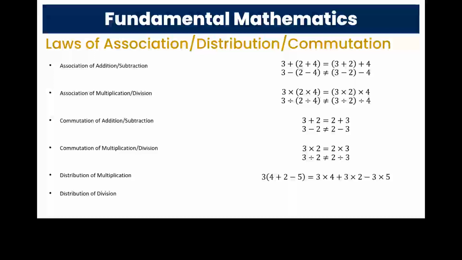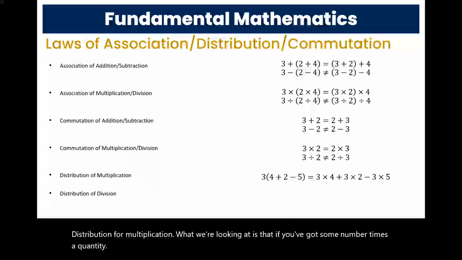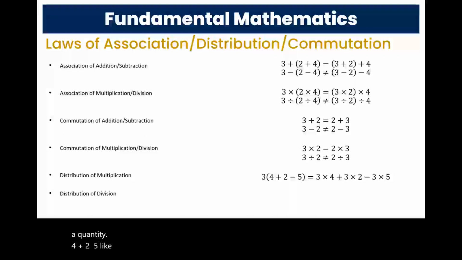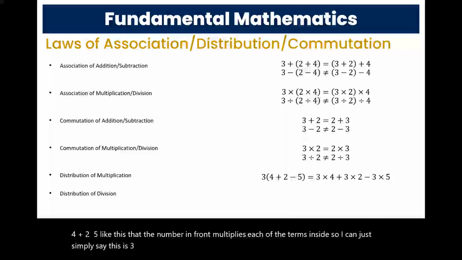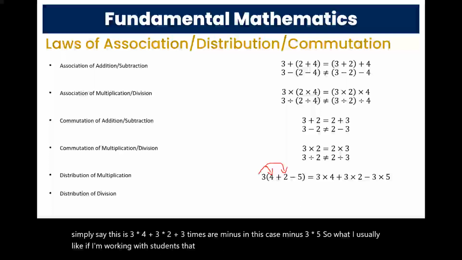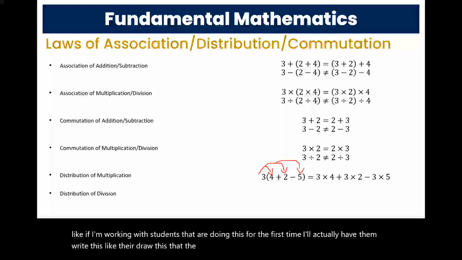Distribution for multiplication, what we're looking at is that if you've got some number times a quantity, like 3 times 4 plus 2 minus 5, the number in front multiplies to each of the terms inside. So I can simply say this is 3 times 4 plus 3 times 2 minus 3 times 5. If I'm working with students that are doing this for the first time, I'll have them write or draw that the 3 actually goes with each of those numbers.